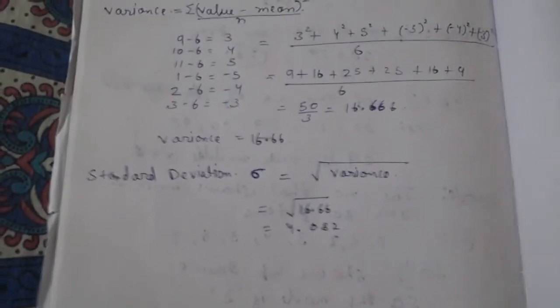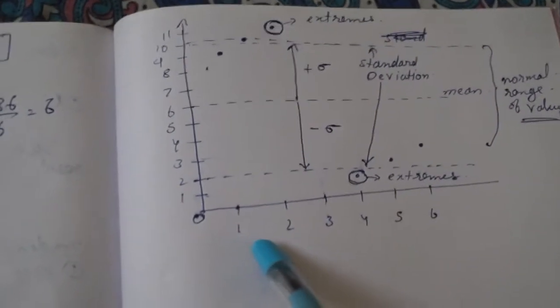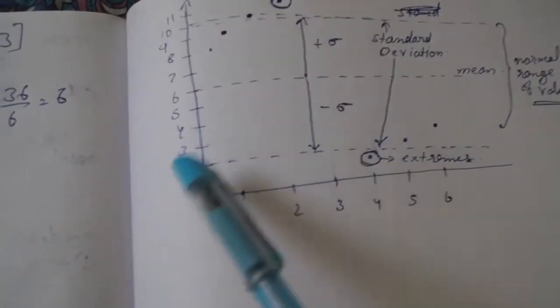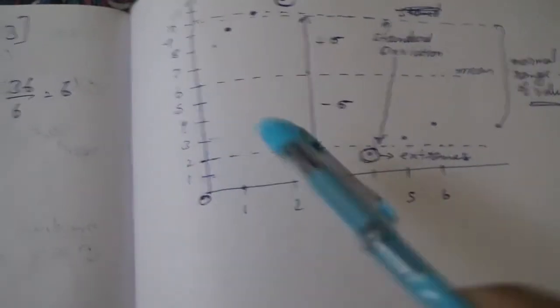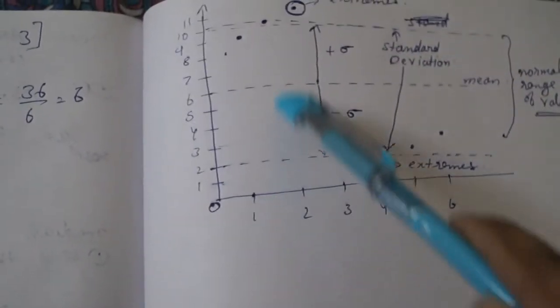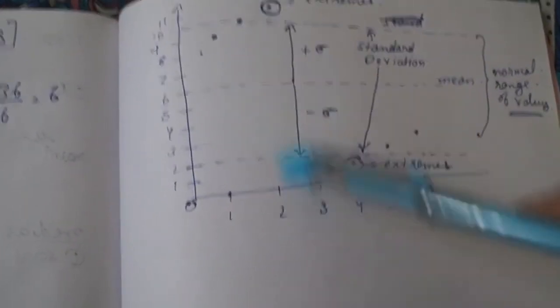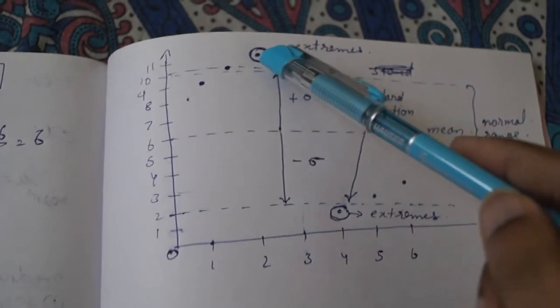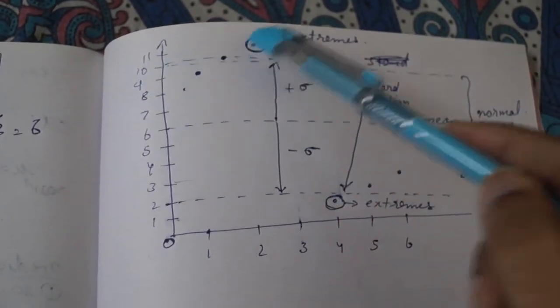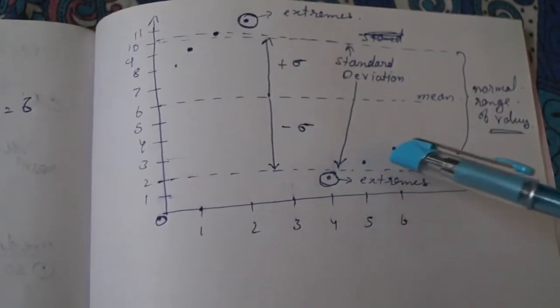Now we will see how this looks in the graph. So we have plotted all our values in this graph. So here are element number 1, 2, 3, 4, 5, 6, and these are the values of those elements. So first element, its value is 9. Then second element value is 2, and then third element value is 11, and similarly we have plotted all our values.